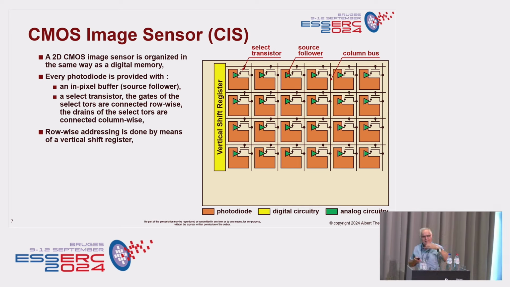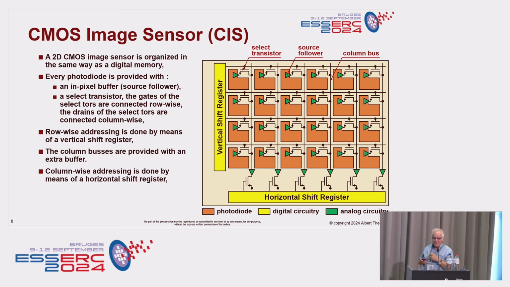So we address them row after row, but then within one row, you also need to address all the pixels one after another. And that is done with extra circuitry, an extra horizontal shift register, or addressing circuitry, to address the pixels one after another in one horizontal line. And then you bring the signal to the outside world.